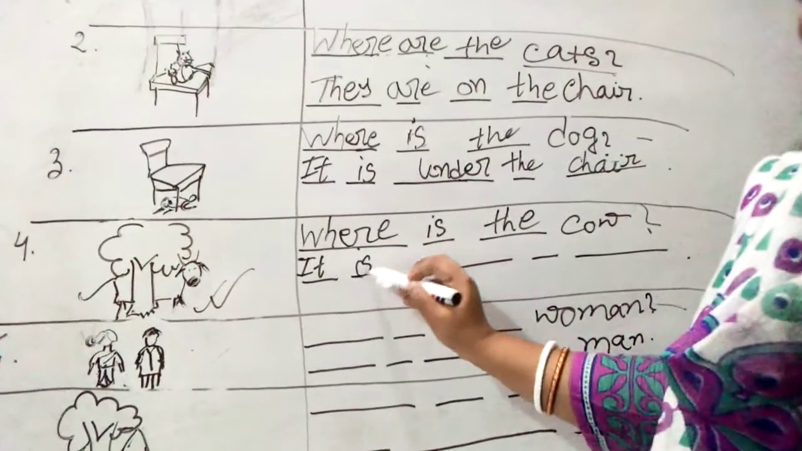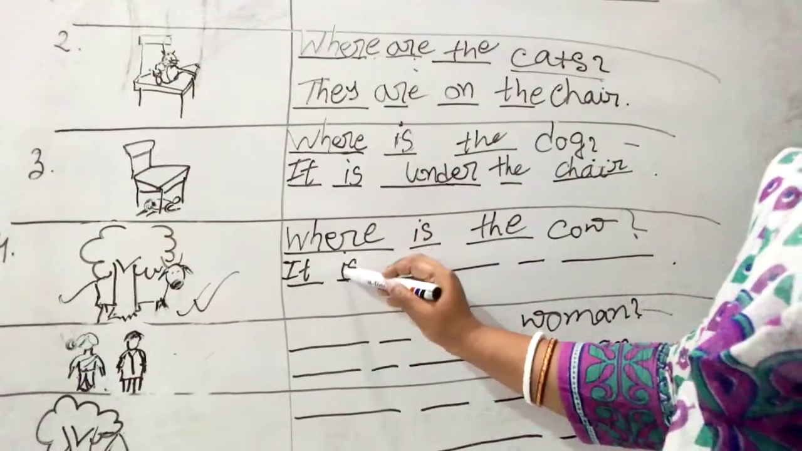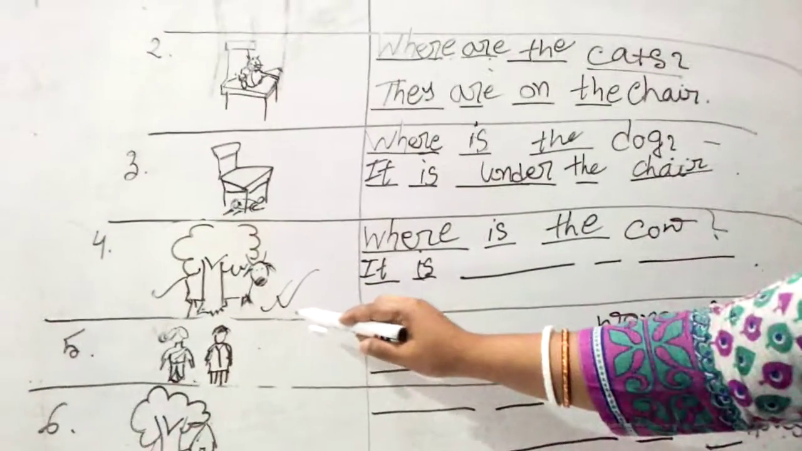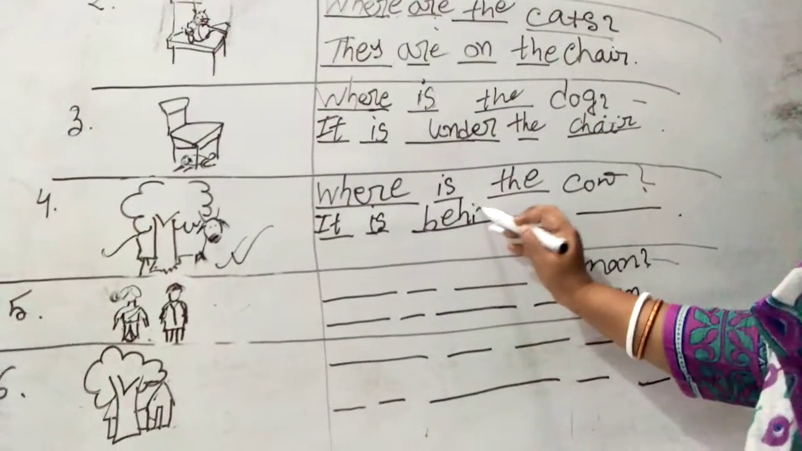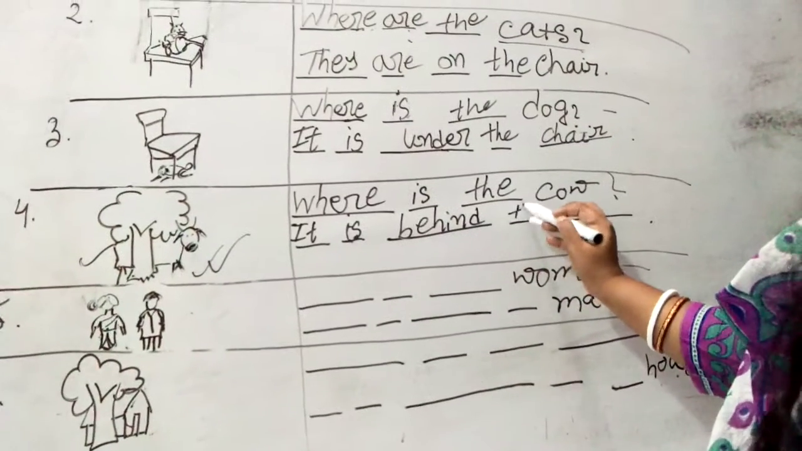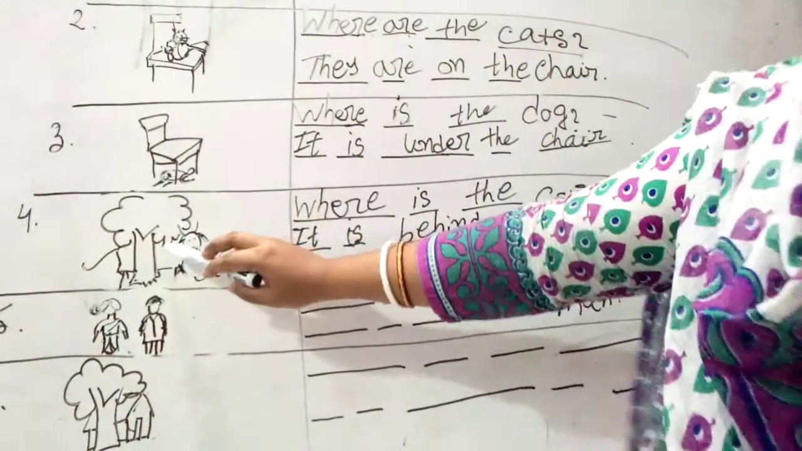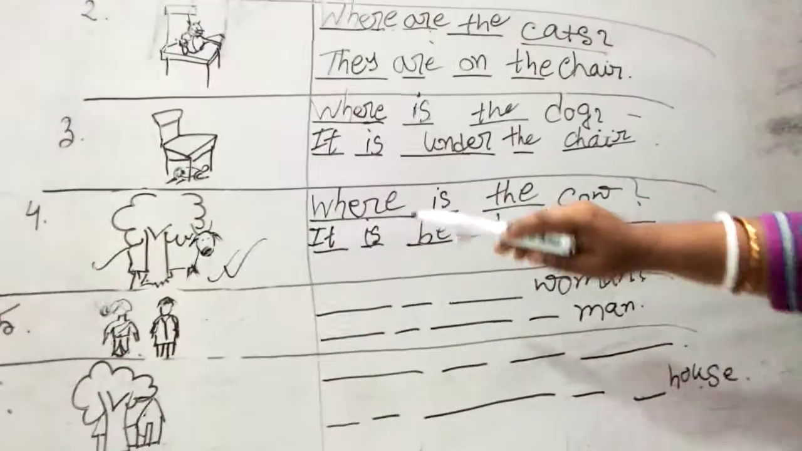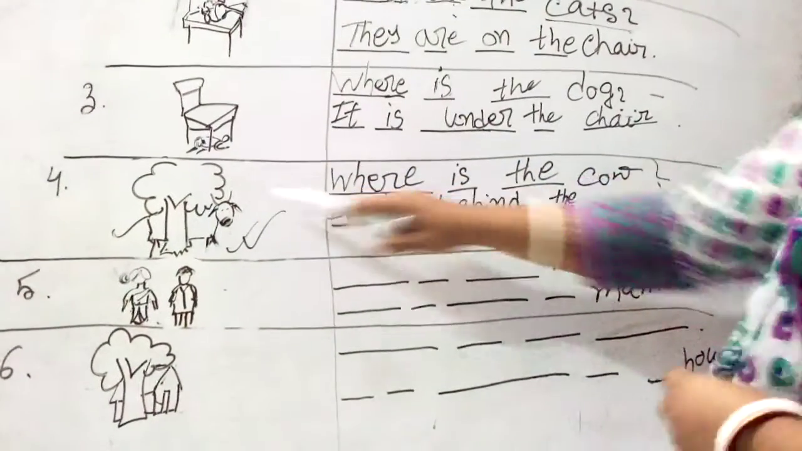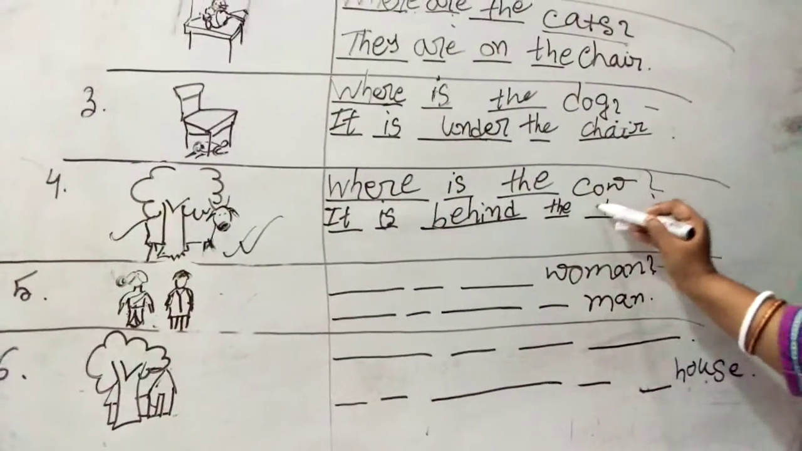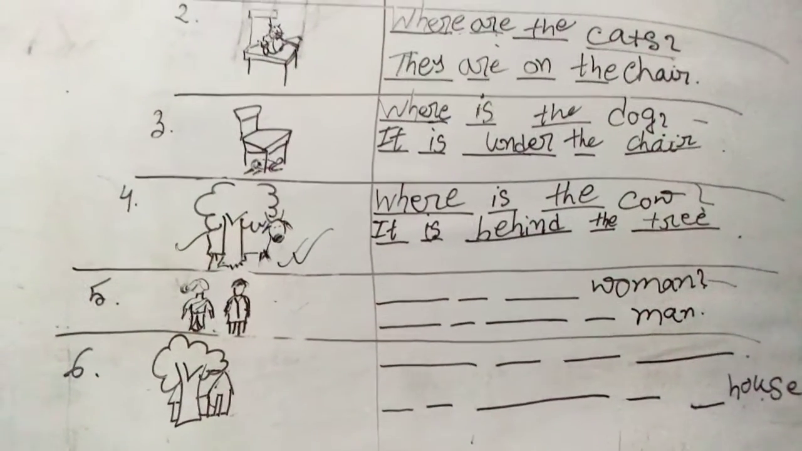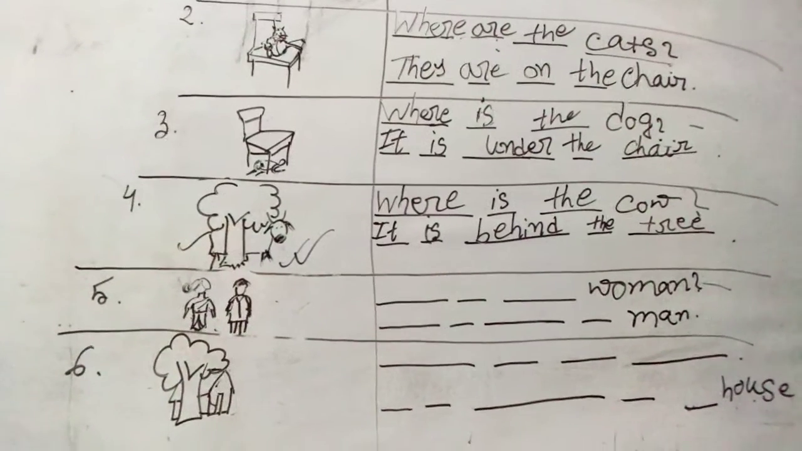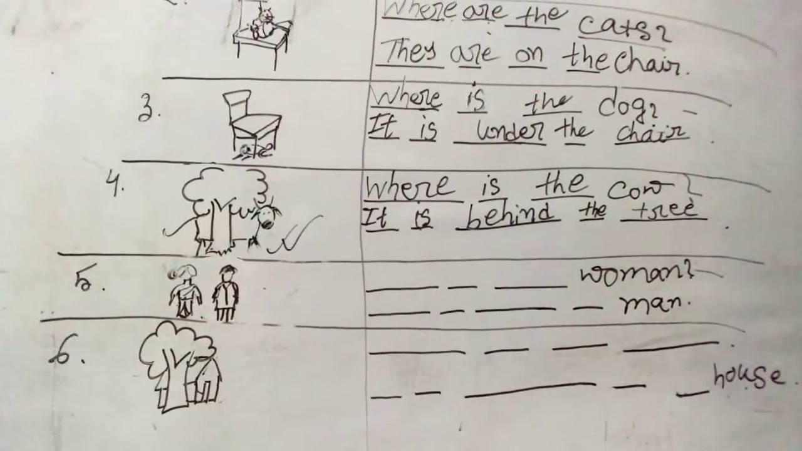It is. It is where, babies? Is it in front of the tree? No. Is it on the tree? Can't be. So it is basically behind. It is behind the what? Is it a house? Is it a chair? Is it a table? Is it a boat? No. It is a tree. It is behind the tree. T-R-E-E. Tree.